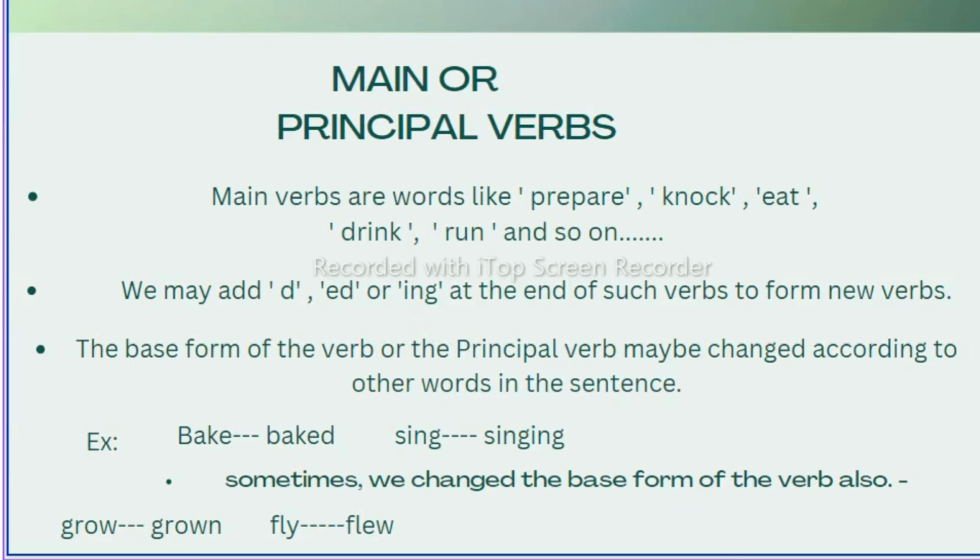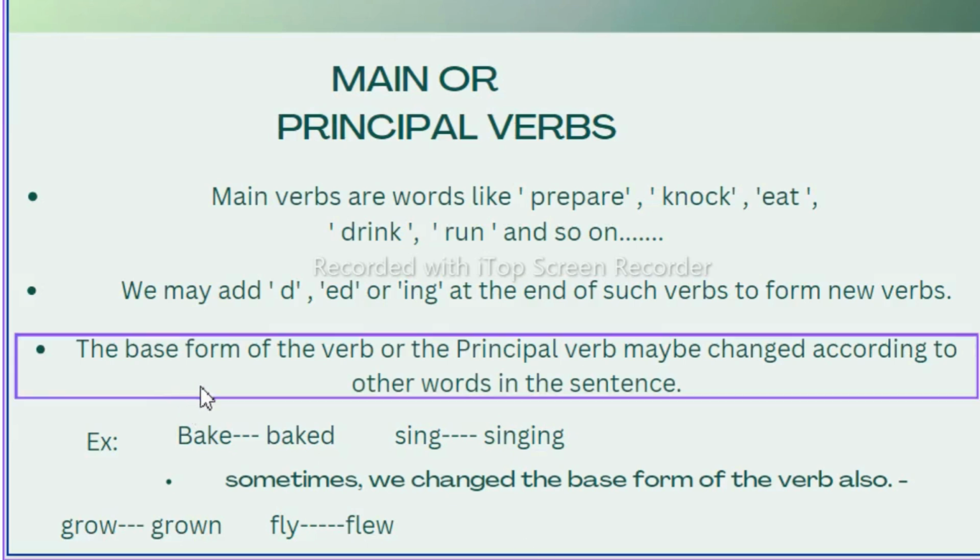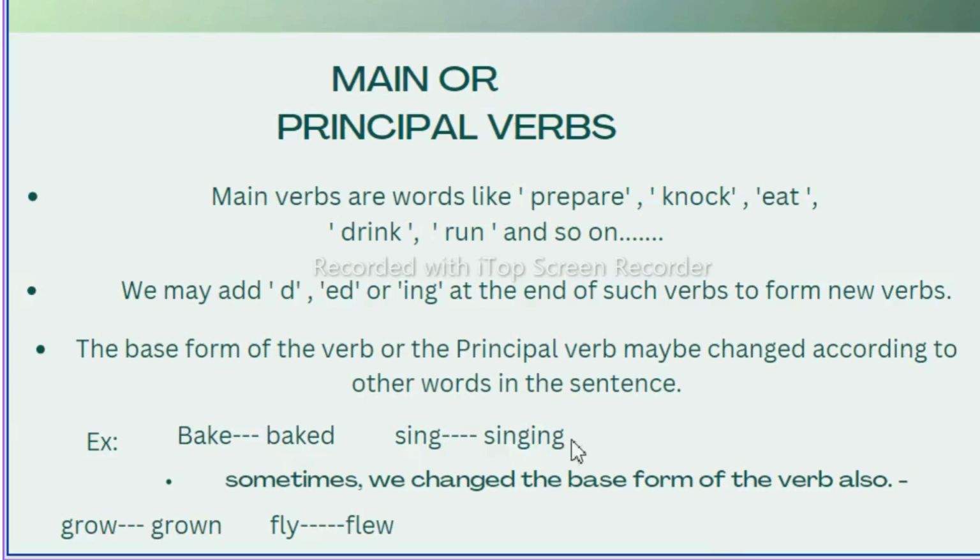So by adding d, ed or ing to such verbs, we can make a new verb, and the base form of the verb may be changed according to other words in the sentence. How we add d, ed or ing depends on the sentence. Like bake becomes baked, sing becomes singing. And sometimes we change the base form of the verb also, like grow becomes grown, fly becomes flew, ride becomes rode, etc. So main verbs are nothing but action verbs.